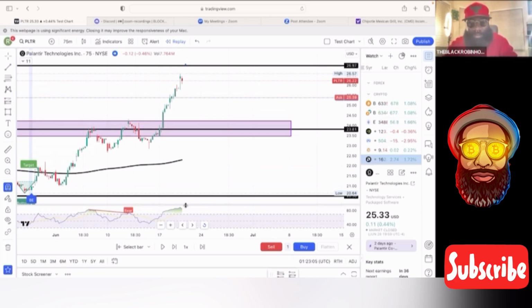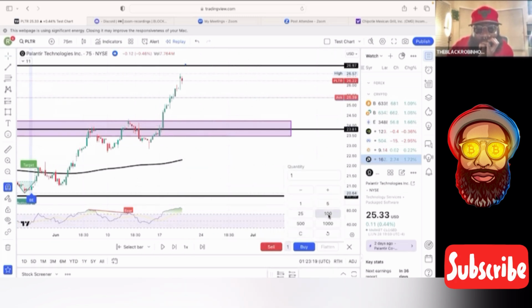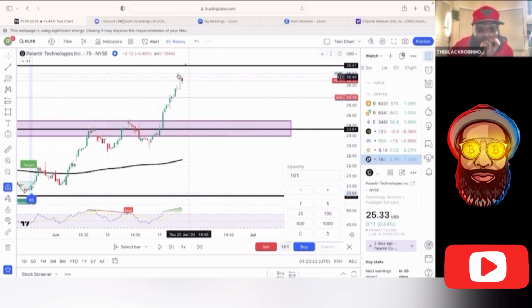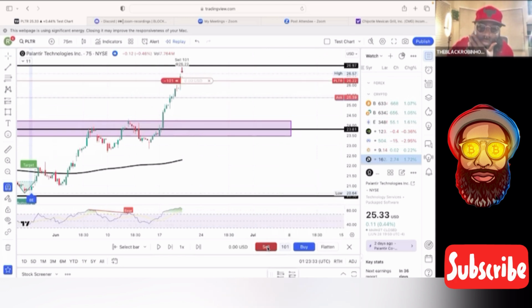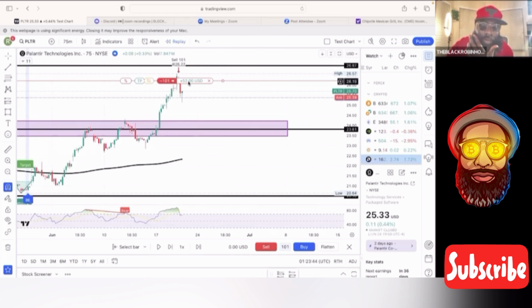So in this case, let's say I see this. I'm gonna sell, right? So let me sell 100. I'm gonna sell 100 shares of Palantir at this level based on the price action and the RSI. So let me sell. So I sold. Okay, let's go. So you see, I'm making money now.